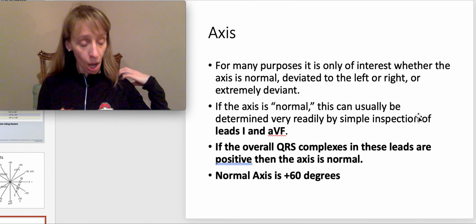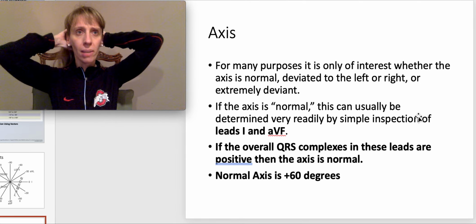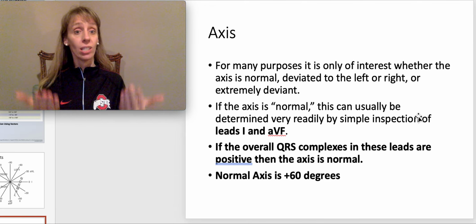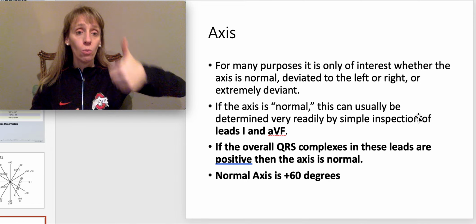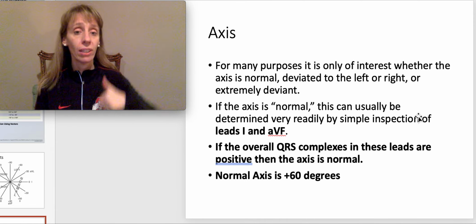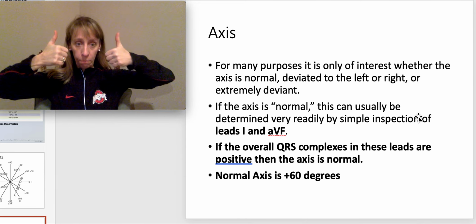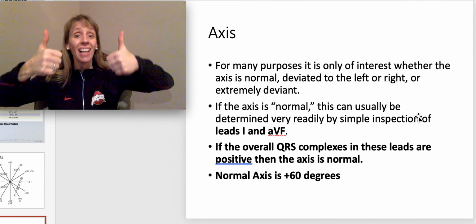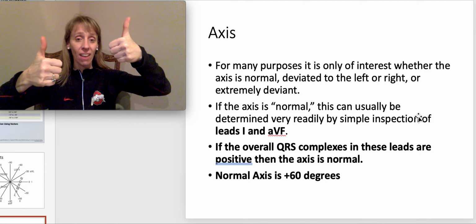You don't have to count boxes. You don't have to be able to determine if the rhythm is irregular. All you're looking for are the deflections positive, right, above the isoelectric line. So lead 1 and lead AVF. If lead 1 is positive, you put a thumb up. If lead AVF is positive, you put a thumb up. Both of those leads are positive. Guess what, guys? We're in what we call normal axis deviation. Right? Positive lead 1, positive AVF.